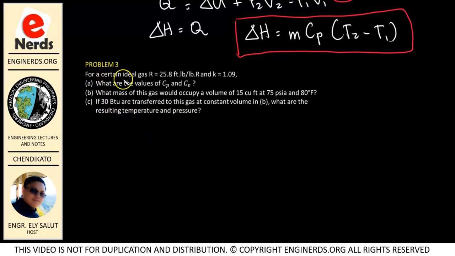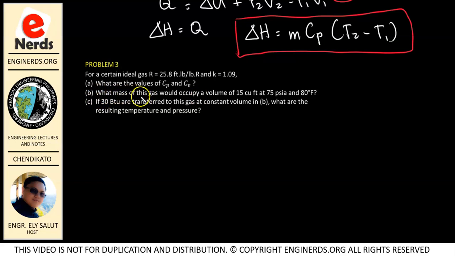For a certain ideal gas where R is equal to 25.8 feet pound force per pound mass per Rankine and K is equal to 1.09. As you can see, given our K, which is the ratio of CP over CV, we need to know A, what are the values of CP and CV? So you can see the relationship, why we need to get the ratio and the relationship with R of our CP and CV that we gave earlier, because we really need that in order to solve problems involving specific heat.